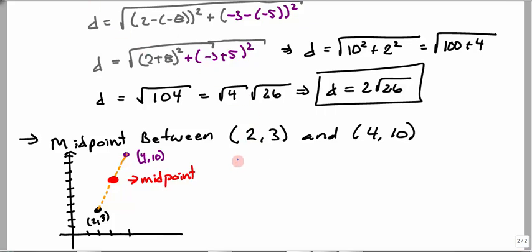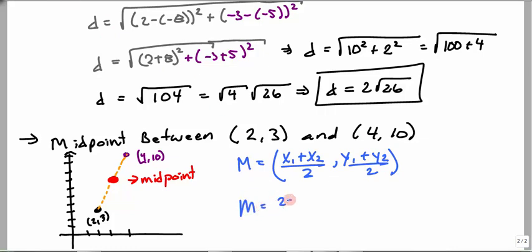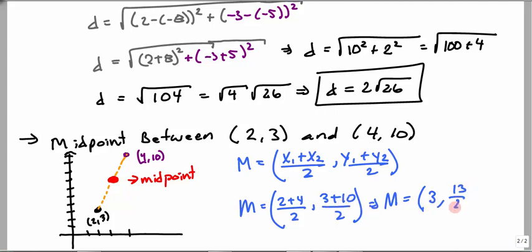So of course we'd write down our formula. So midpoint equals x1 plus x2 over 2. So the average of the x's are my x value, and the average of my y's are my y value. So I'd have 2 plus 4 over 2, and then I'd have 3 plus 10 over 2. So my midpoint would equal 2 plus 4 is 6 over 2 is 3, and then 3 plus 10 is 13 over 2. So this is my midpoint.